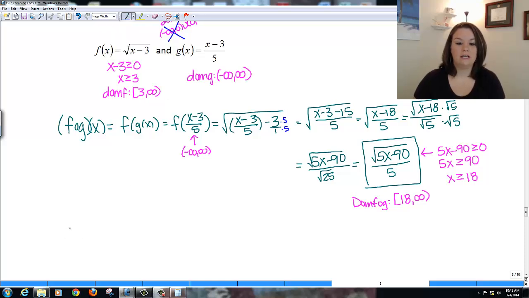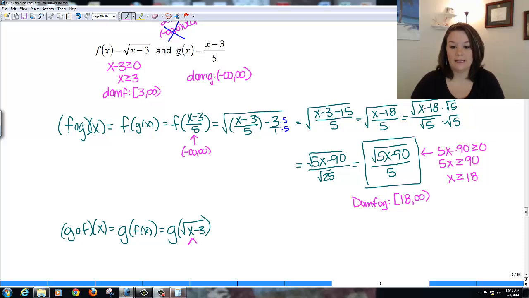Okay, now let's do the other direction. Let's do g composed with f of x. So this time I'm taking my f of x and plugging it into my g function. So my f function is the square root of x minus 3. That's what I'm plugging into my g. So that means I'm starting with the domain of 3 to infinity, because that's the domain of my f function. So I already have a restrictive domain. Now once I plug it in, I just need to make sure it didn't get more restrictive.